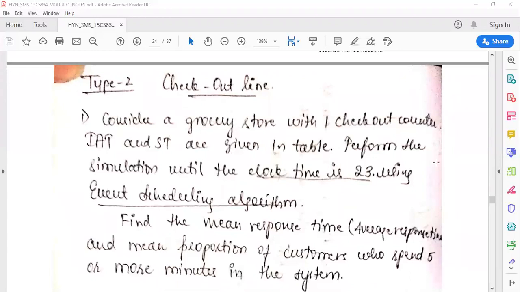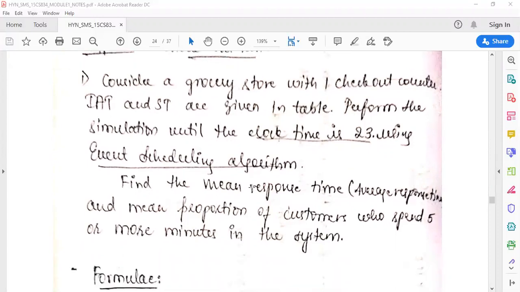Consider a grocery store with one checkout counter. The inter-arrival time and service time are given in the table. Perform the simulation until the clock time is 23 using event scheduling algorithm. So directly they will specify what you have to do. So find the mean response time.